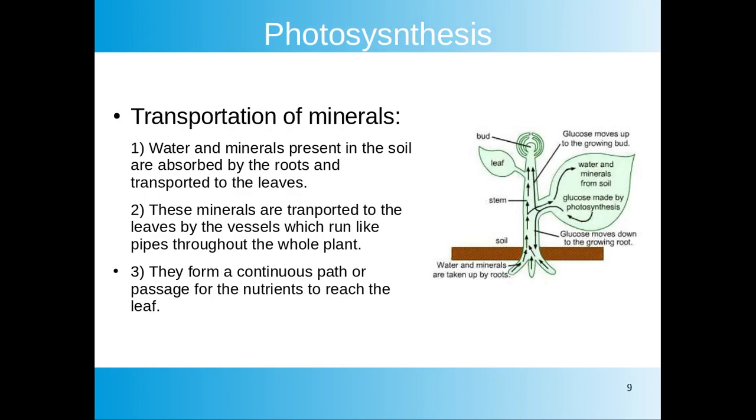How is water transported? Water and minerals present in the soil are absorbed by the roots and transported to the leaves. These minerals are transported to the leaves by vessels which run like pipes throughout the whole plant. They form a continuous path or passage for the nutrients to reach the leaf.